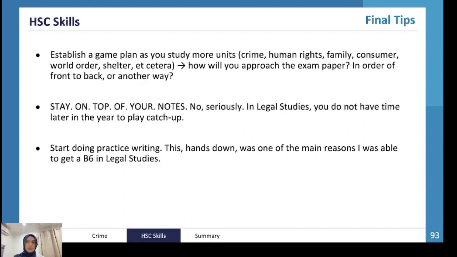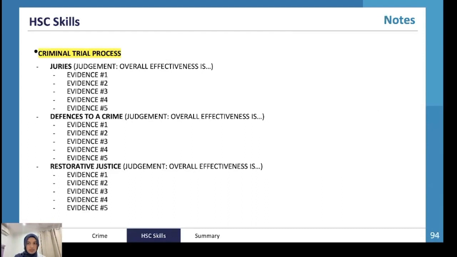And start doing practice writing. This is hands down one of the main reasons that I was able to achieve a band 6 in legal studies. So just continue to do the practice, and that will aid you tremendously to be able to write practice essays, essay plans, etc. So here are some final notes. So for example, juries, judgment, overall effectiveness, so something like this really to just help you practice.